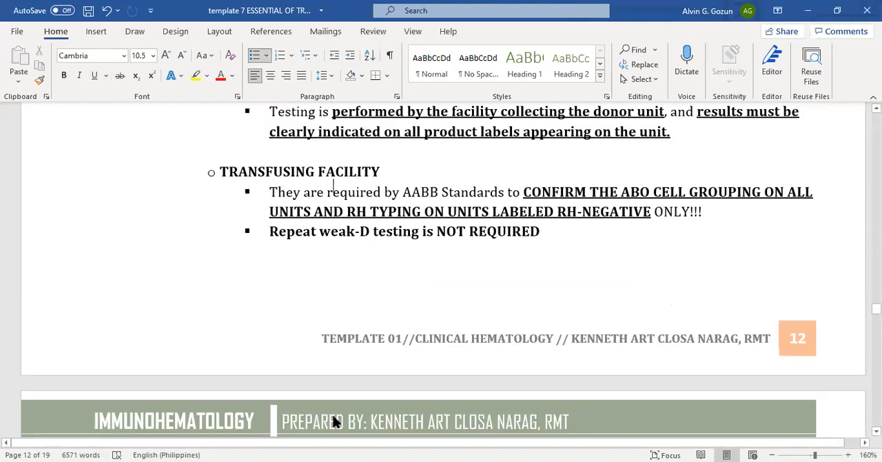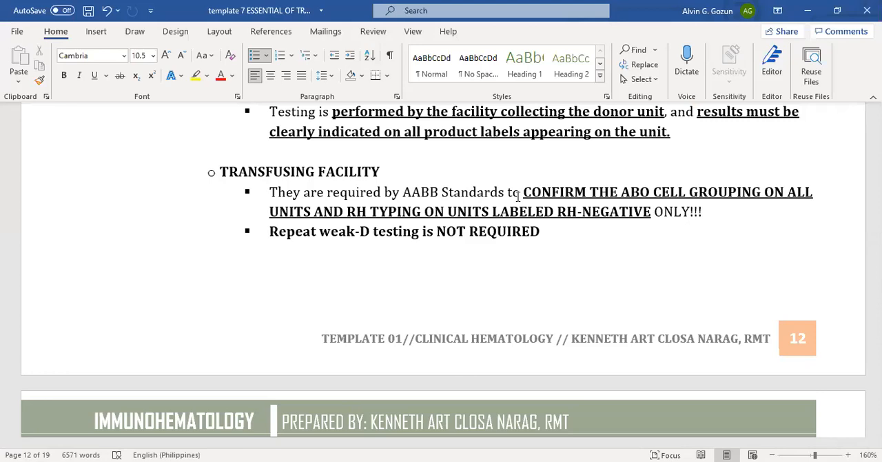Sa transfusing facility, they are required naman by AABB standards to kailangan ba natin i-test ulit yung ABO, RH, at yung mga different blood-borne infectious diseases? Kailangan ba? Let's see. They are required by AABB standards to confirm. Iko-confirm lang daw natin ang ABO cell grouping on all units and RH typing on units labeled RH negative only. So yun lang yung kailangan nating ulitin.